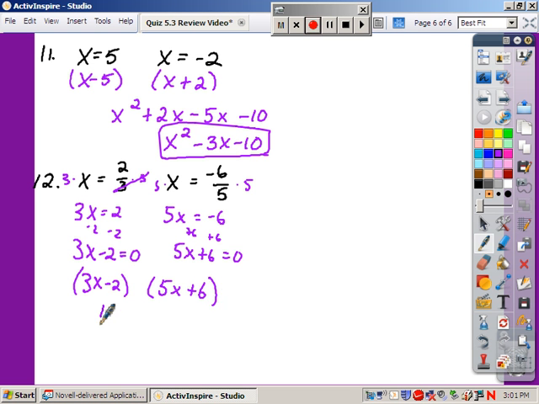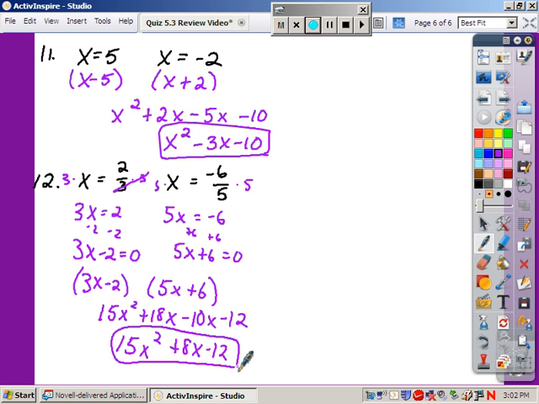So first term would give us 15x squared. Outside would give us 18x. Inside would give us negative 10x. And last would give us negative 12. Combine these like terms, and you got 15x squared. These two go together, so plus 8x and minus 12. That is the final answer.